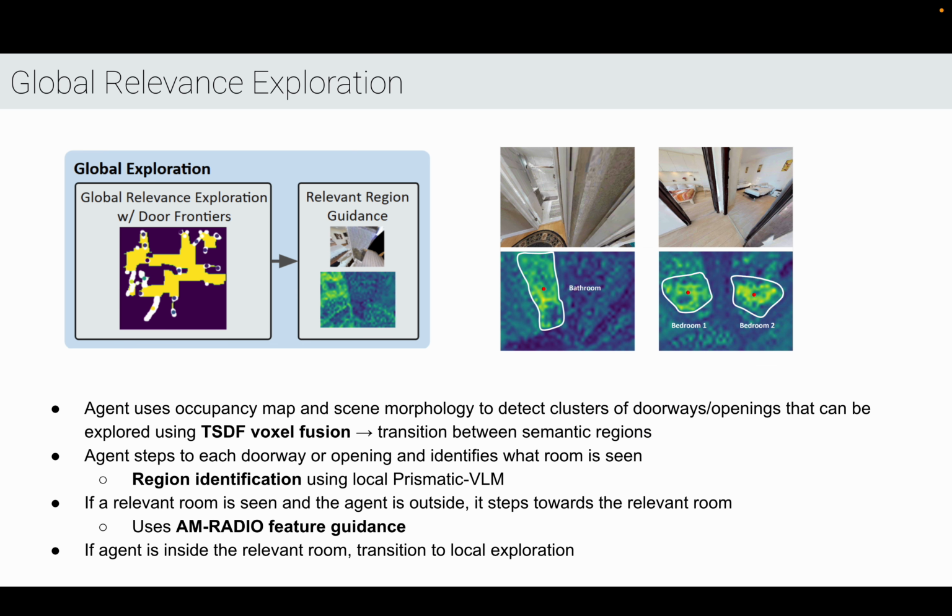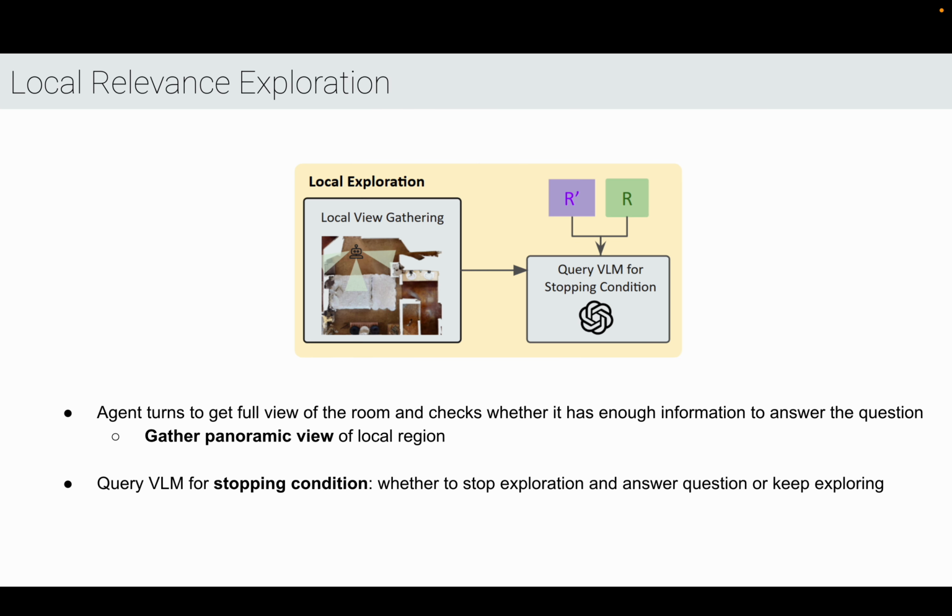Now for each component, for the global relevance exploration, the agent will use an occupancy map and scene morphology to detect clusters of doorways or openings using TSDF voxel fusion, and we model these as transitions between relevant semantic regions. The agent steps to each doorway or opening and identifies what room is seen using region identification. If a relevant region is seen and the agent is outside, it will step towards the relevant room using AM radio feature guidance. If the agent is already inside the relevant room, we transition to local exploration.